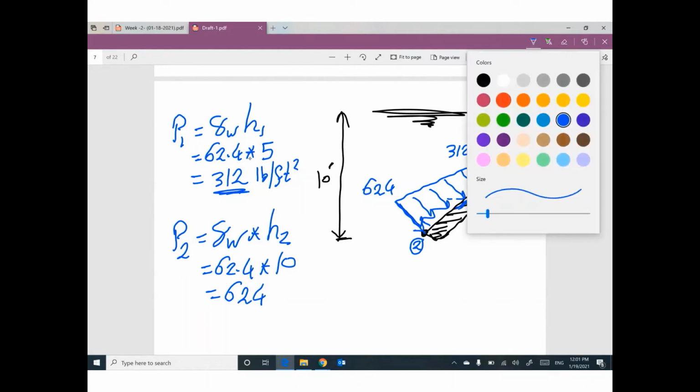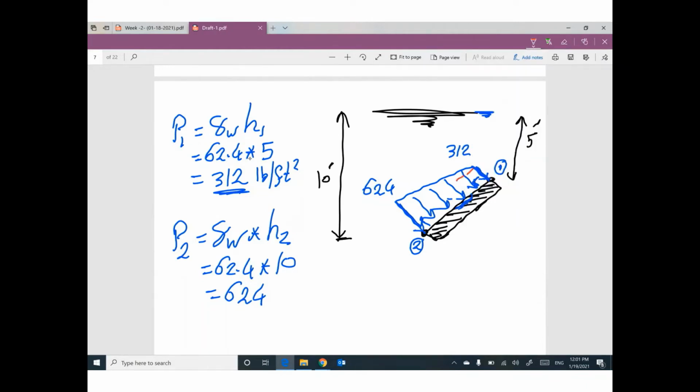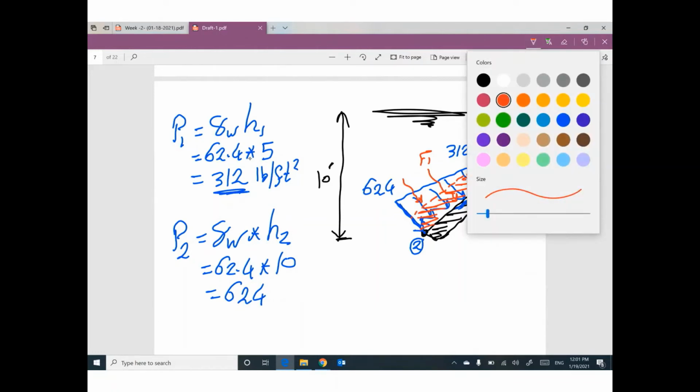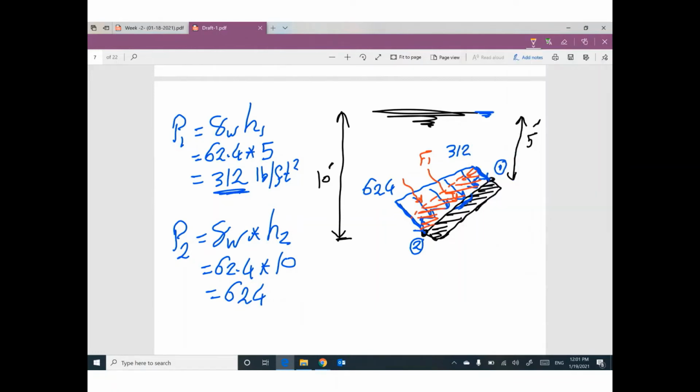Also, you can divide it into a rectangle with an equivalent force and a triangle with another equivalent force. So I can convert this pressure to two forces, F1, which is the area of this rectangle, and F2, which is the area of this triangle.